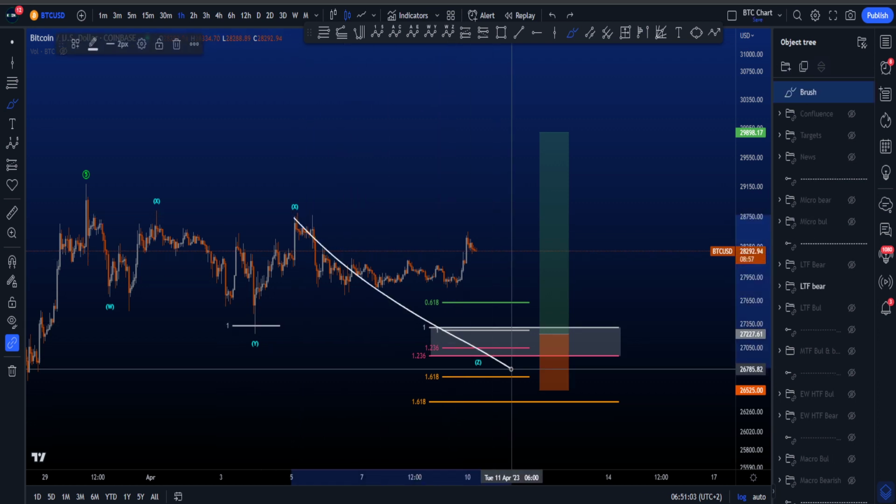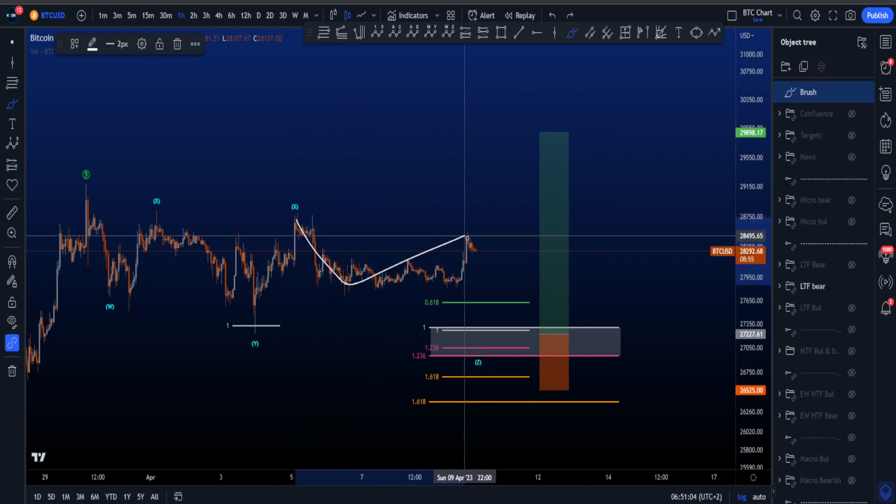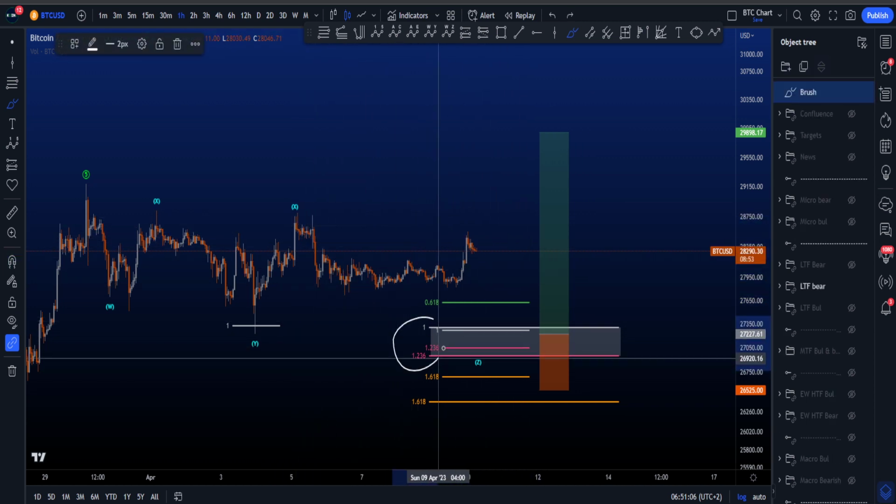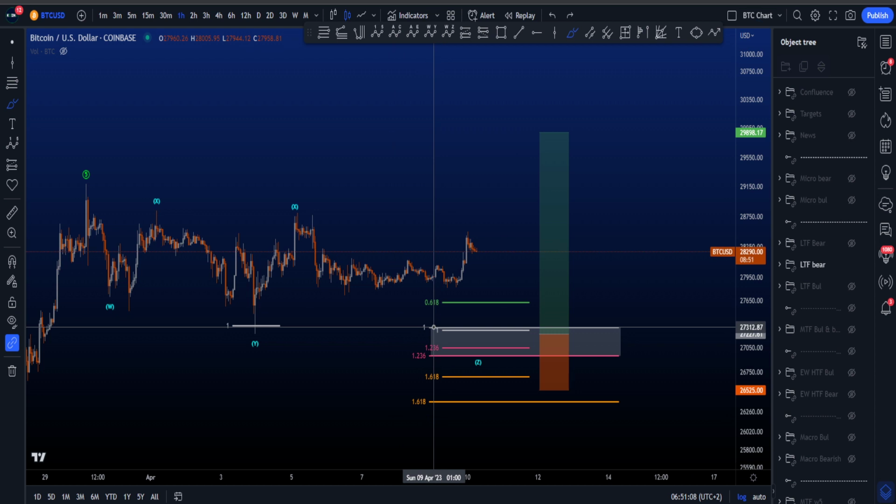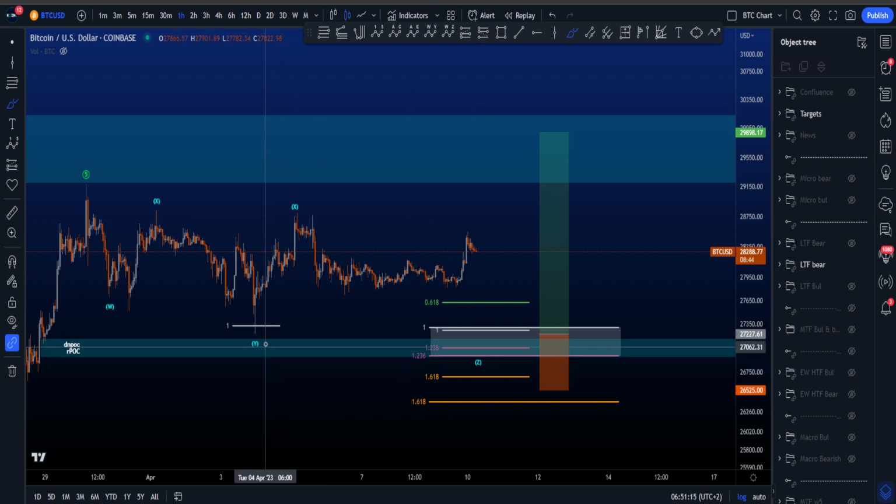So if this is then wave Z, we're looking for this to be a 3-wave structure to the downside, where the most common target of this wave Z is between 27.3k and 26.9k, which also happens to have confluence with this target box that I have over here.